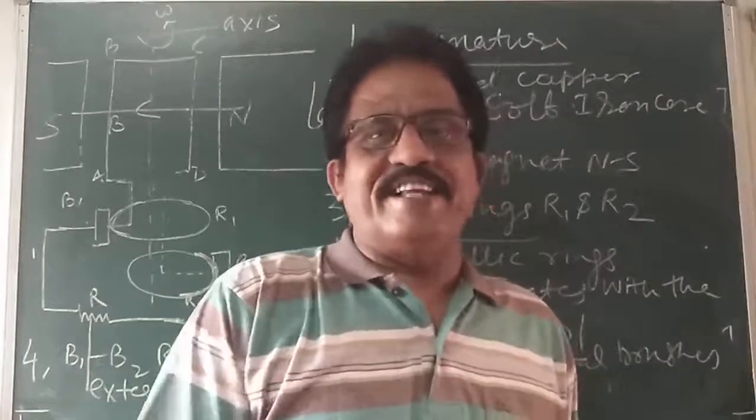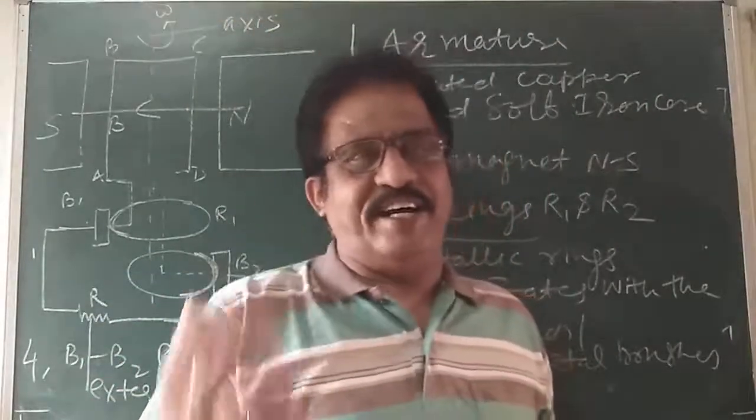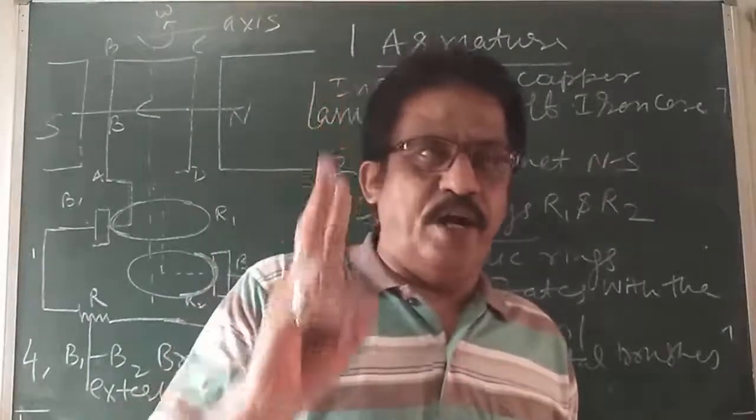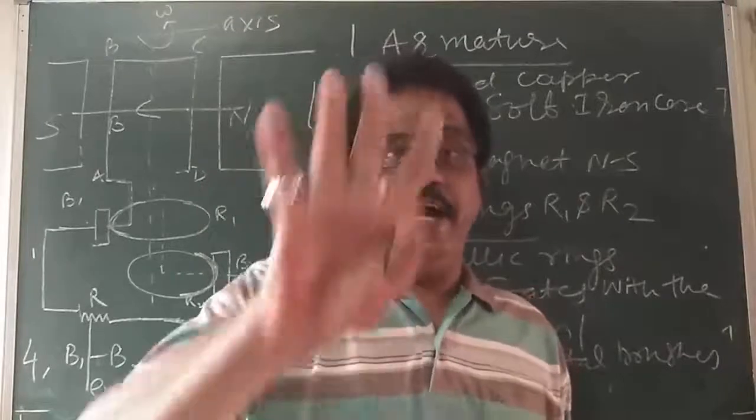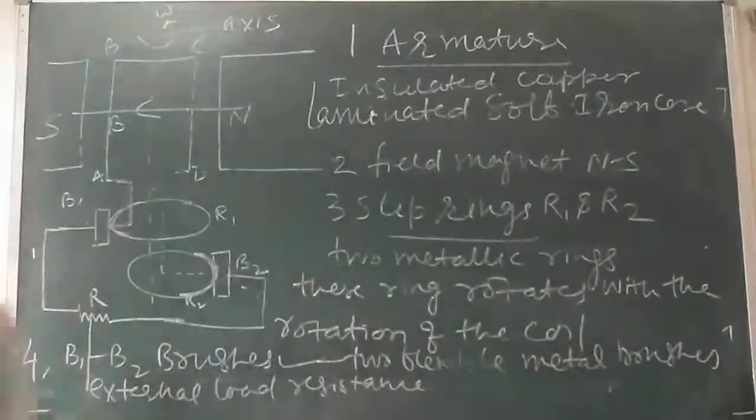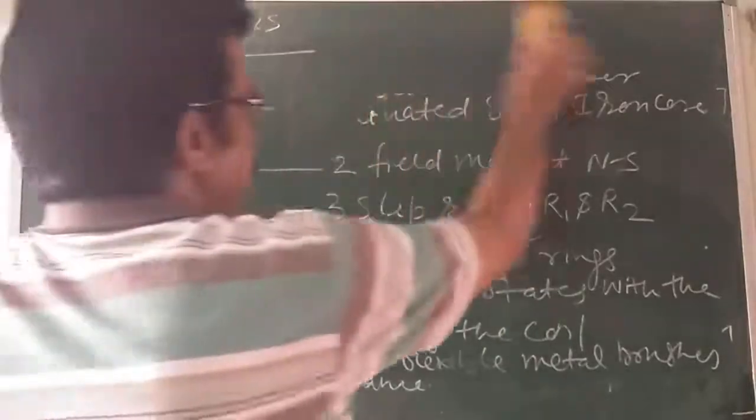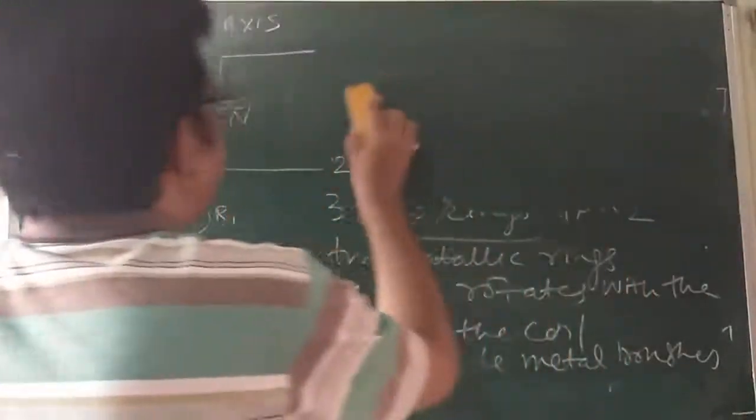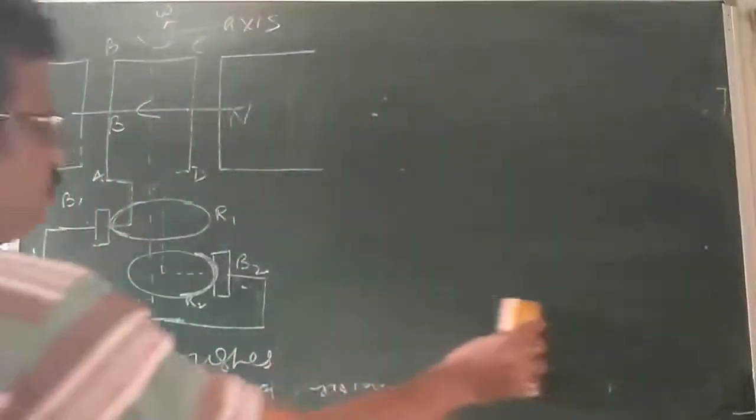How many parts are there? Four. First one armature, second one field magnet, third one slip rings, and fourth one brushes. Is that clear? Now, how does it work? So we are going to see the theory and working of the AC generator.